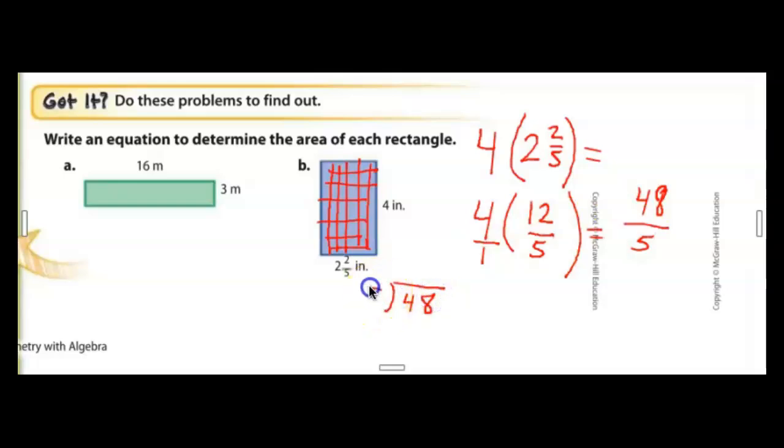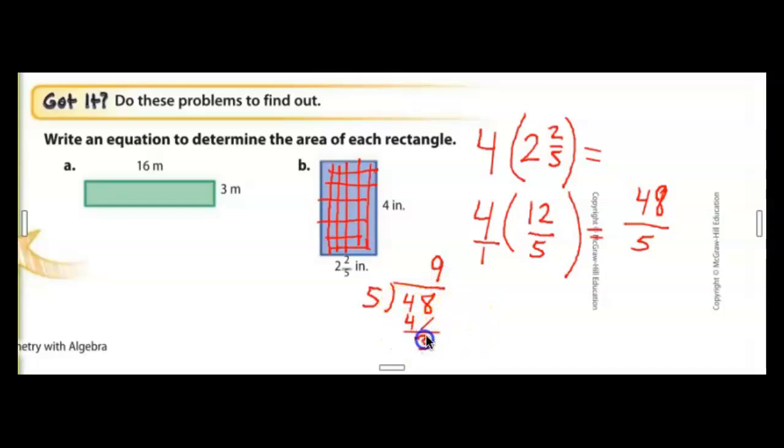Now we're going to keep this as a fraction. Do not turn this into a decimal problem. What times 5 is close to 48 but not larger? Very good. The answer is 9. So we're going to subtract 45 and we get 3.